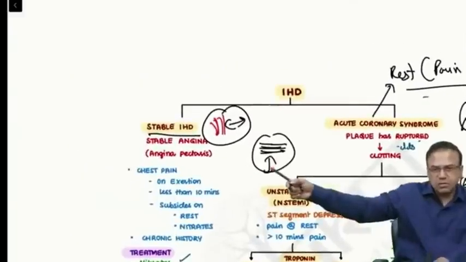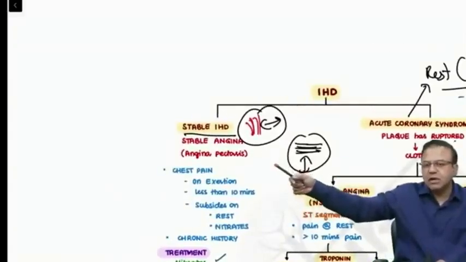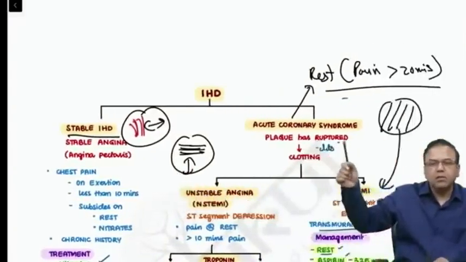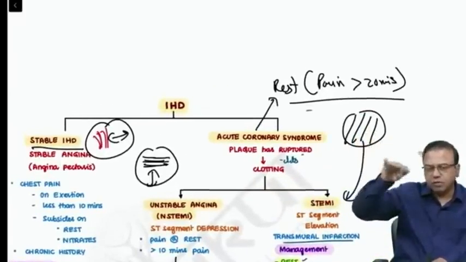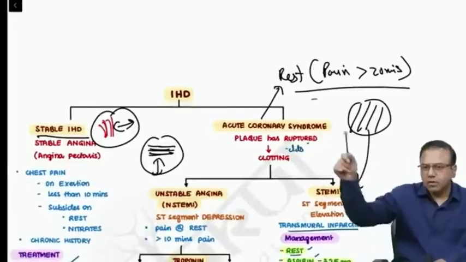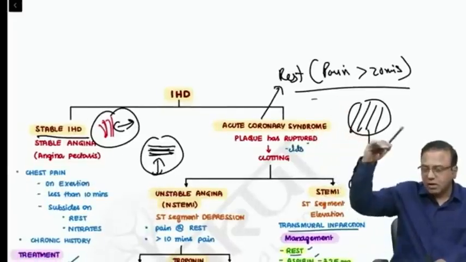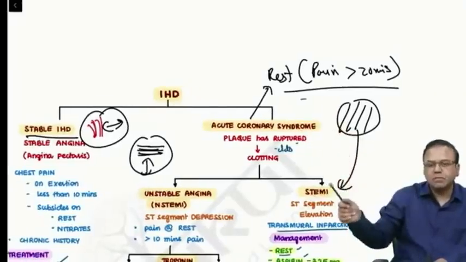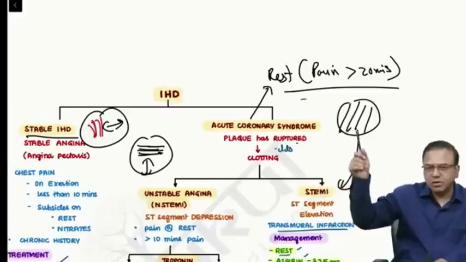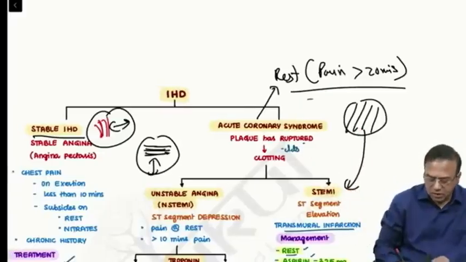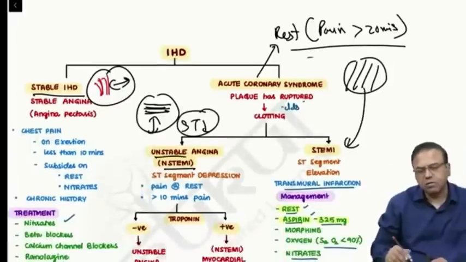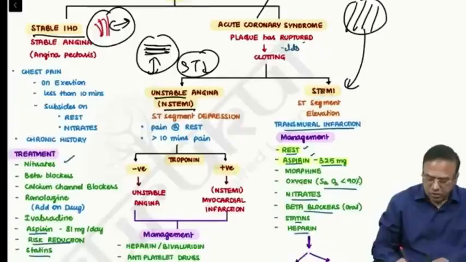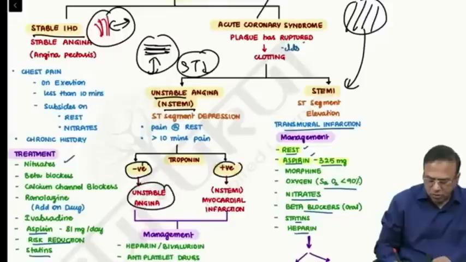In stable ischemic heart disease, when somebody gets pain, the evasive action is to take rest, and the pain will come down. But here, it's already occurring at rest, and there is nothing they can do. So if pain lasts more than 20 minutes, you can say this is acute coronary syndrome. If the ECG shows ST elevation, you're dealing with STEMI. If the ECG shows ST depression, you're dealing with either unstable angina or NSTEMI. The difference between them is troponin: troponin negative, unstable angina; troponin positive, NSTEMI.